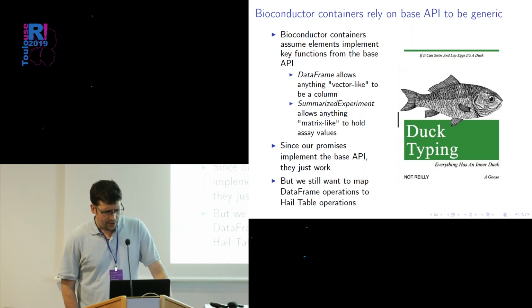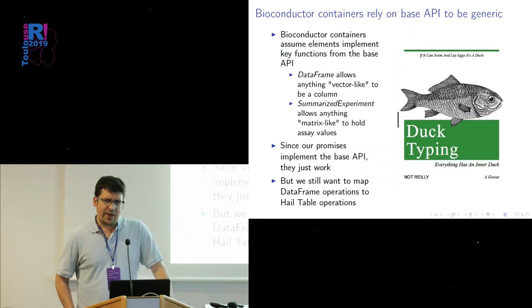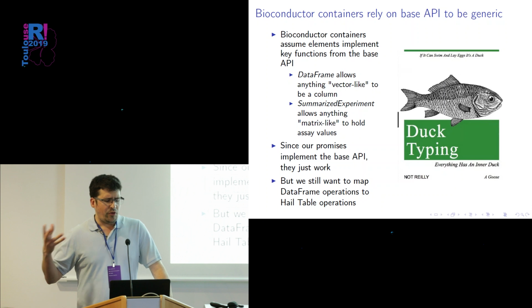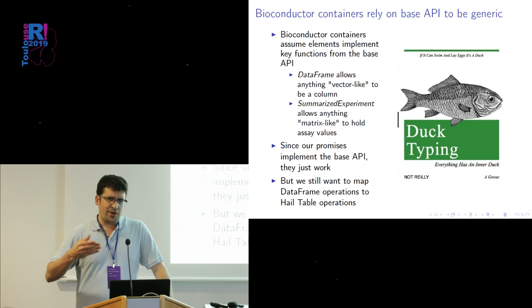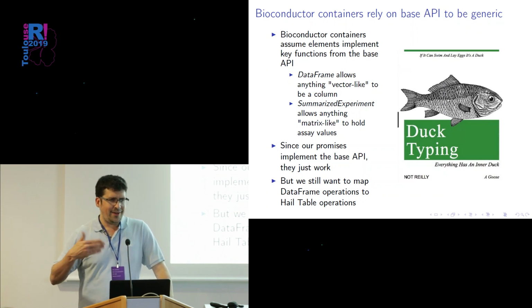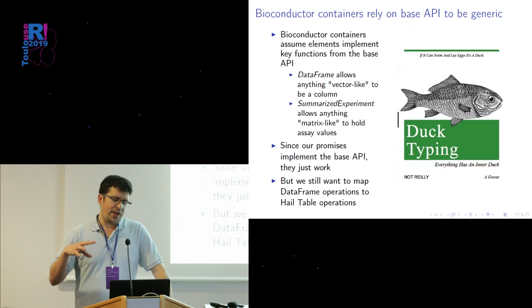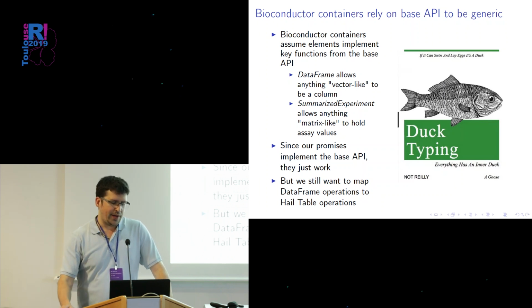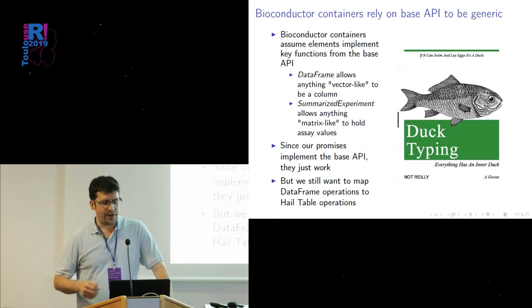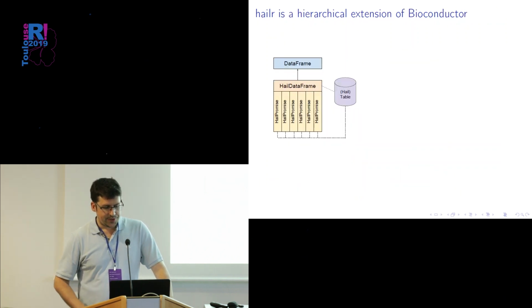In Bioconductor, we make use of a technique called duck typing, where we allow things to be sort of vector-like. If it acts like a duck, we say it is a duck. So these allow our data structures to be very generic, because we can put anything that acts like a type of object, say like a vector, as a data frame column, or a summarized experiment, anything that acts like a matrix.